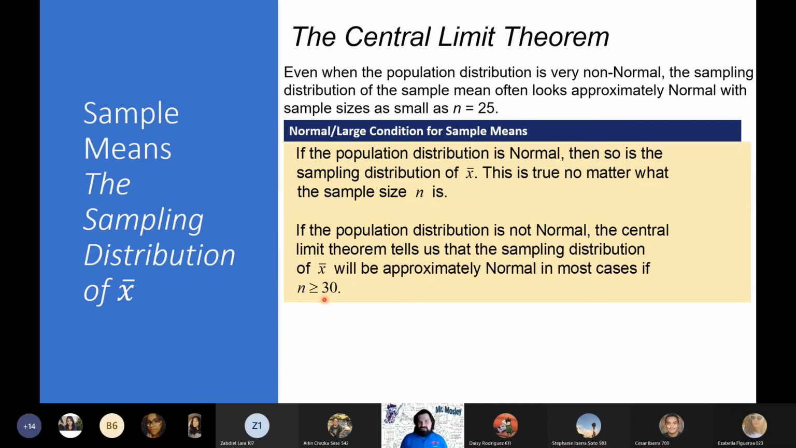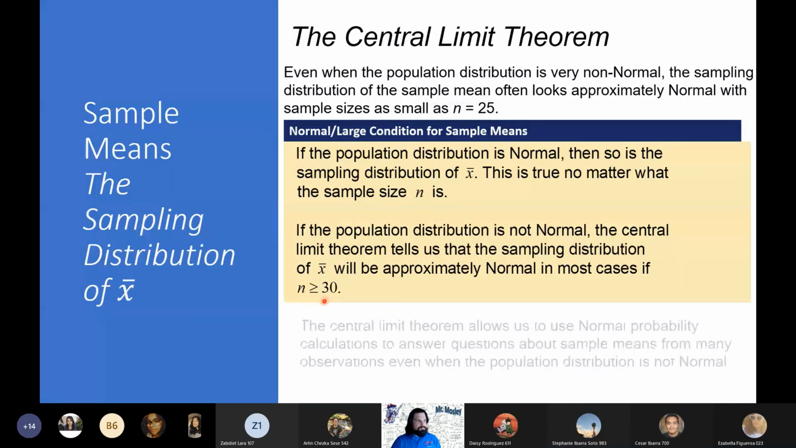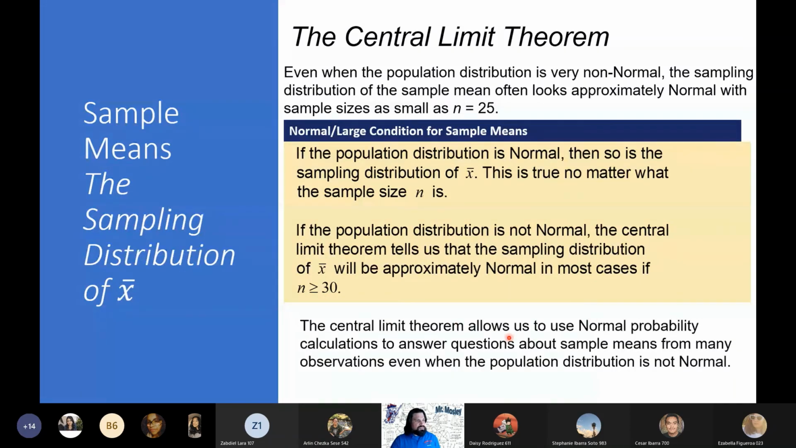So we check the condition, like if our sample size is greater than or equal to 30, then we can use normal approximations, which is awesome because we know how to work with those. The central limit theorem allows us to use normal probability calculations to answer questions about sample means for many observations, even when the population distribution is not normal.